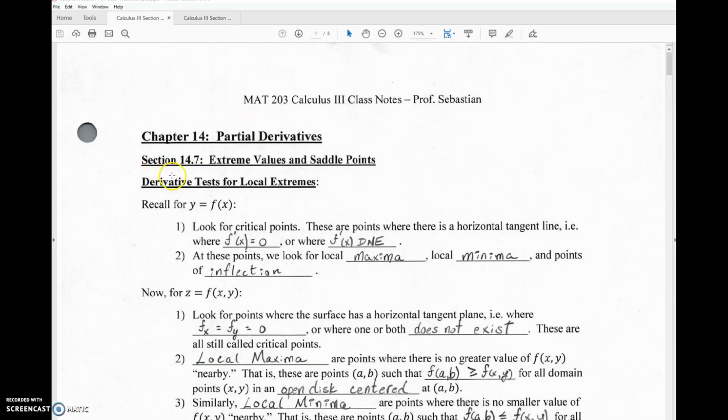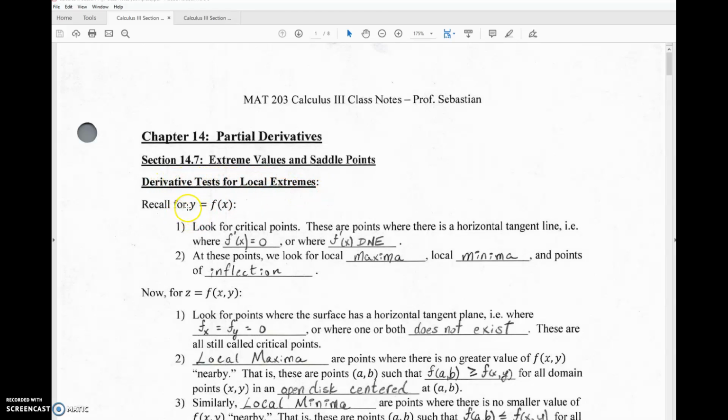We're now moving into section 14.7, and in this section we're going to be looking at extreme values and saddle points in this chapter 14 about partial derivatives. So what we're going to first talk about is what are some derivative tests for local extremes.